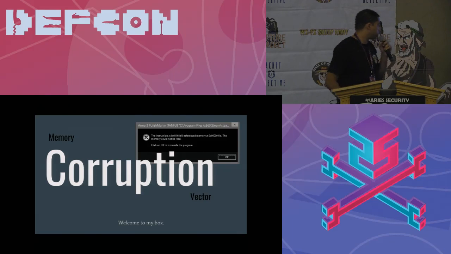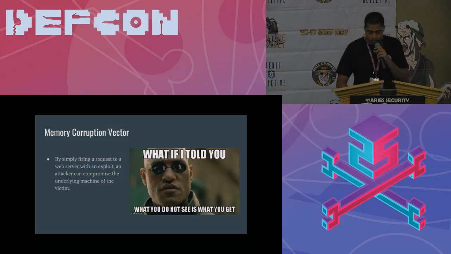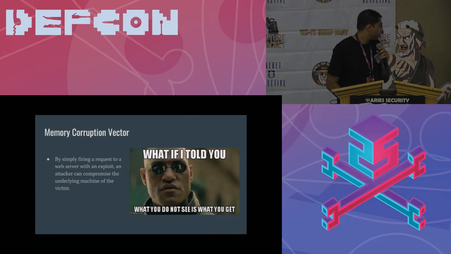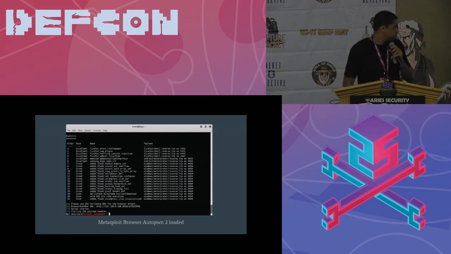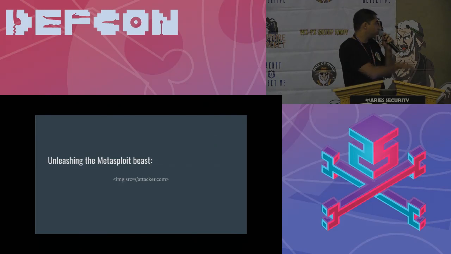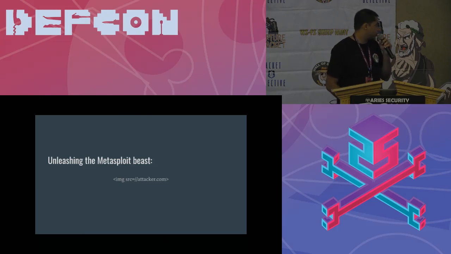Okay, memory corruption. Thanks to the guys at Metasploit, it's easy to launch some exploits against the browser victim. Here is the Metasploit beast. It's called browser autopwn. There is the first and the second version, which will launch memory-based exploits against the browser. To do that, we only need to call an image with a source of the attacker domain.